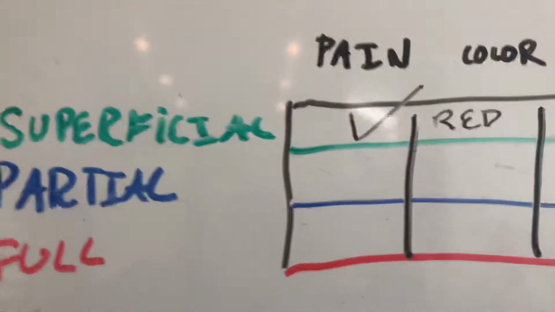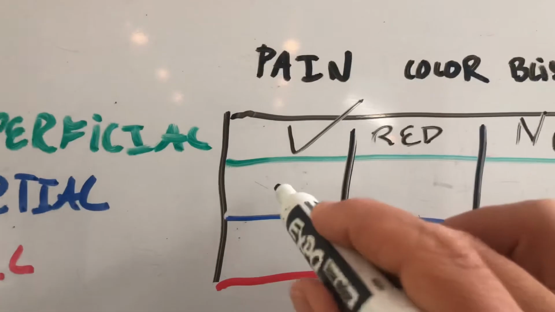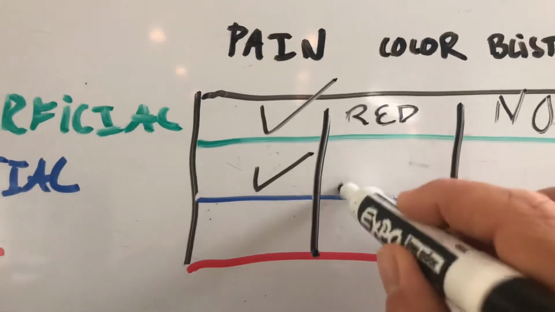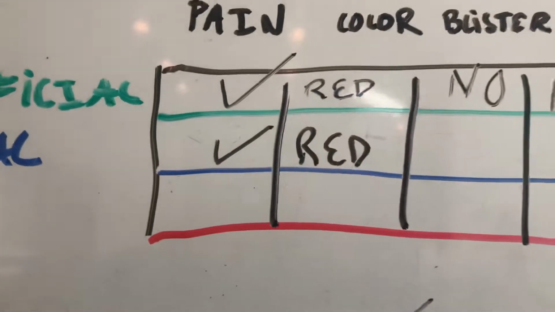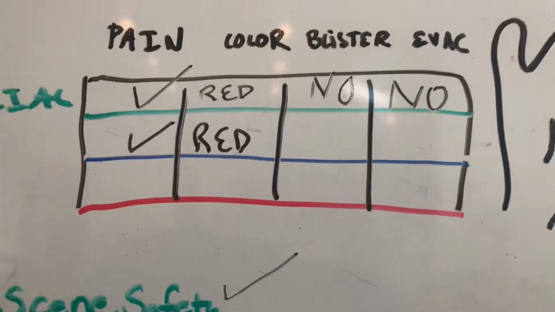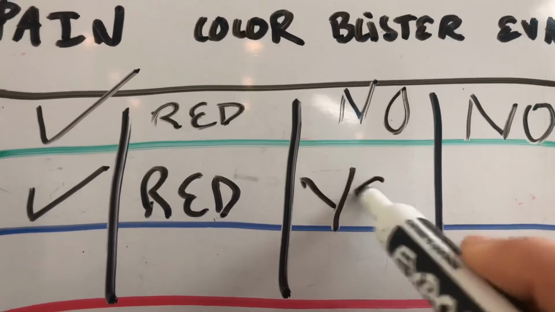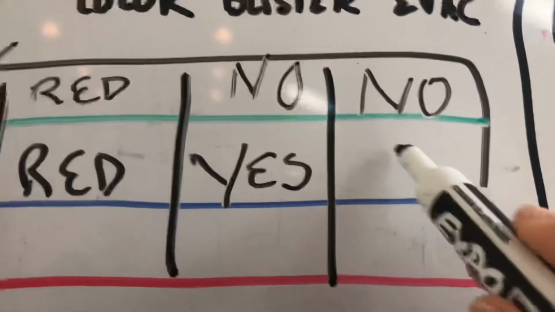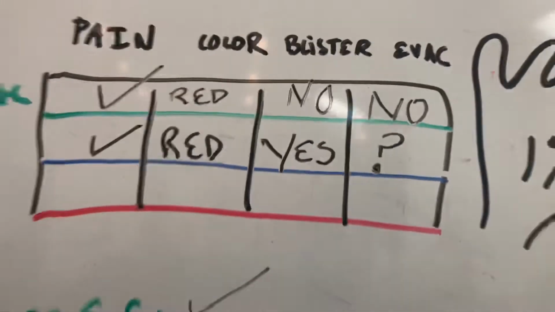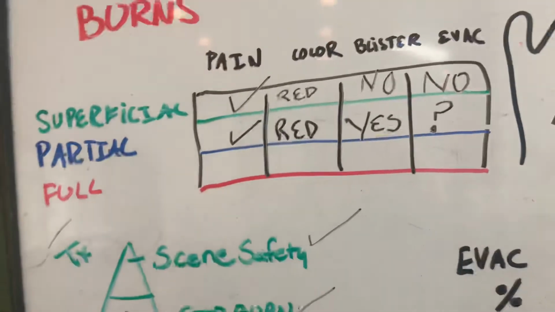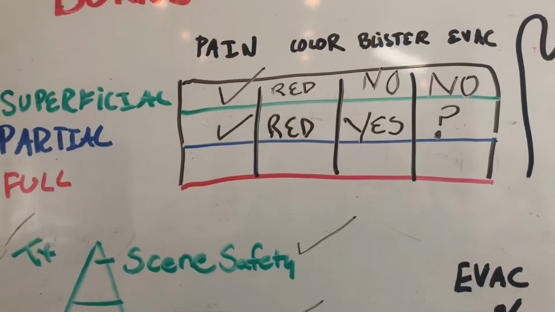Partial thickness. Okay, we're partway through all the layers of the skin. Is it painful? Yes. Red, pink. This also can become mottled. So kind of red and white, splotchy. And there are blisters. Okay. And typically we do evac all of these, but isolated small portions, you might have some partial thickness that stay in the backcountry. We'll talk about evac criteria in a minute.